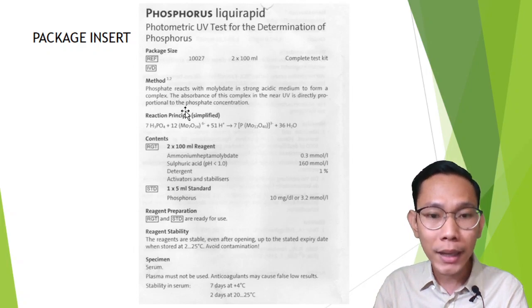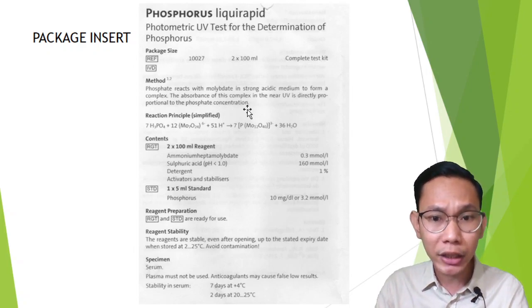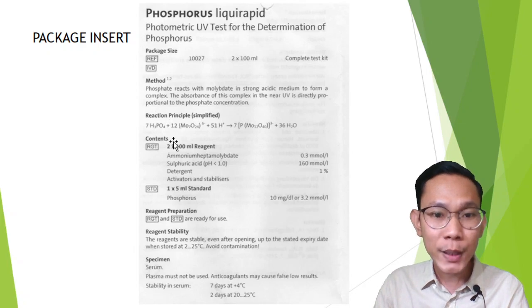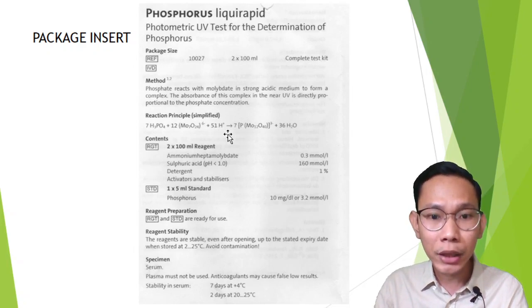So to form a complex, and the absorbance of this complex in the near UV is directly proportional to your phosphate concentration, which is now measured by your spectrophotometer. So again, your phosphate reacts with your molybdate in a strong acidic medium, which is your sulfuric acid with a pH of less than 1. And then it will form now your complex, which is directly proportional to the phosphate concentration.